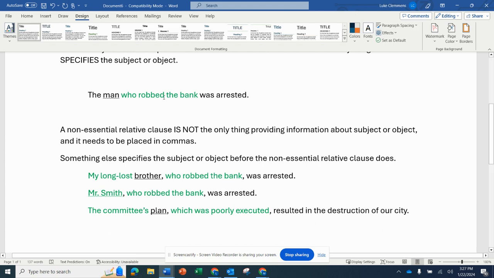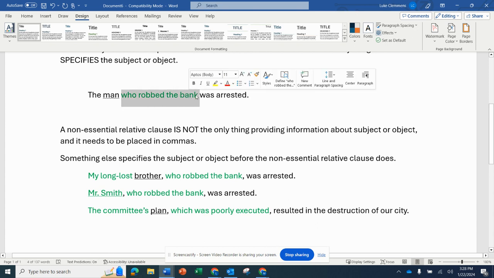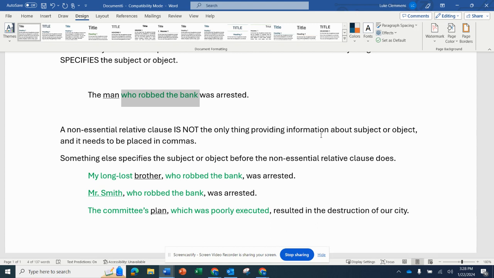But when we add the relative clause back in, when we add this who robbed the bank, it starts to specify the man. It starts to narrow down the list. Okay, so it's not just any random person who was arrested, it's the man who robbed the bank. That guy was arrested. That specific guy, the bank robber, was arrested, not just anyone. All right, so the relative clause adds this level of specificity to the subject. Okay, and it's the only thing that specifies our subject. So therefore, because it's the only thing that specifies this subject, it's an essential relative clause, meaning we're not going to put commas around it.